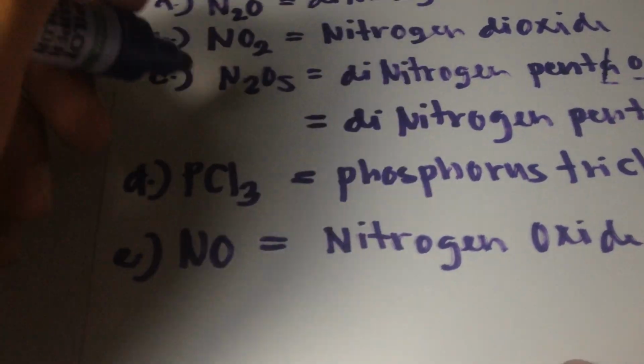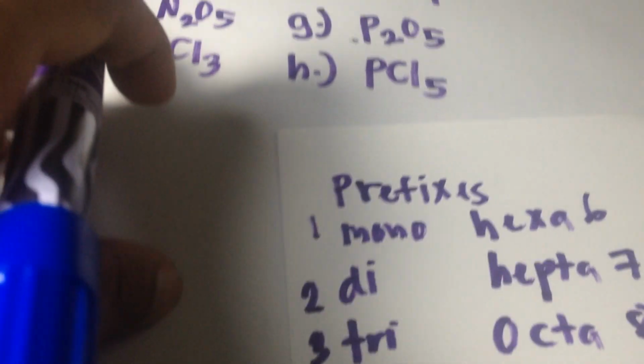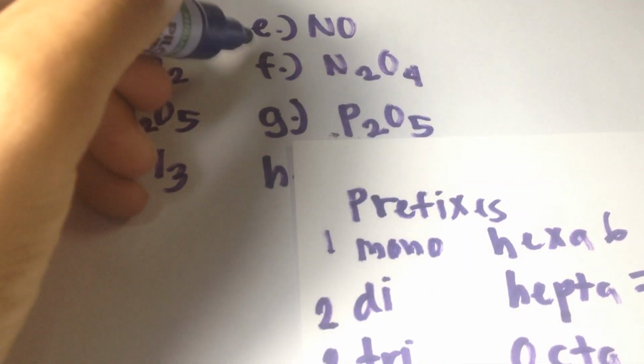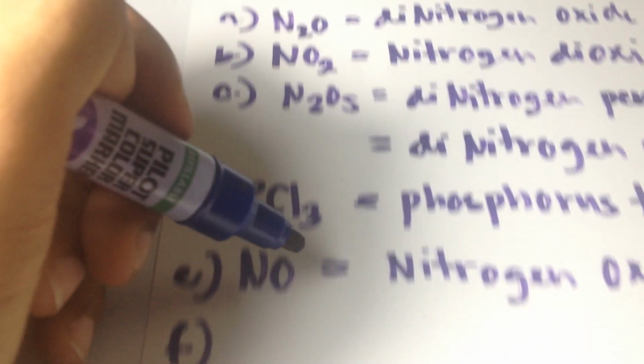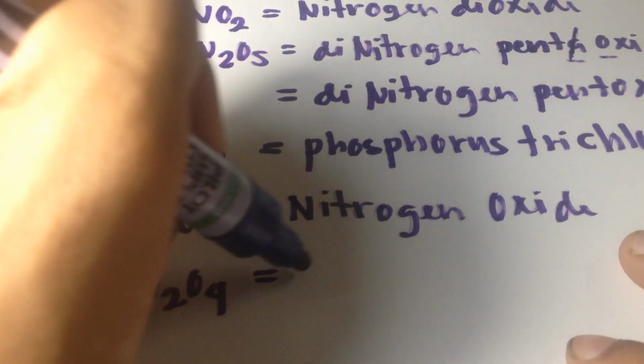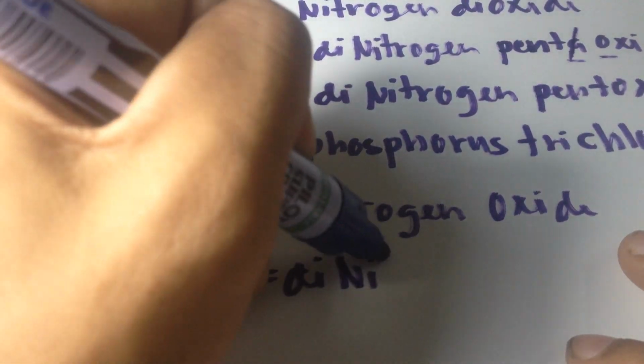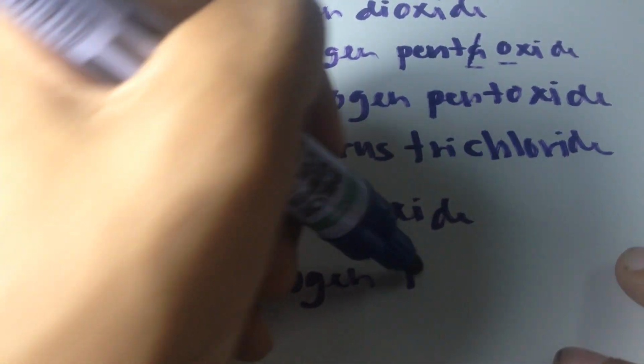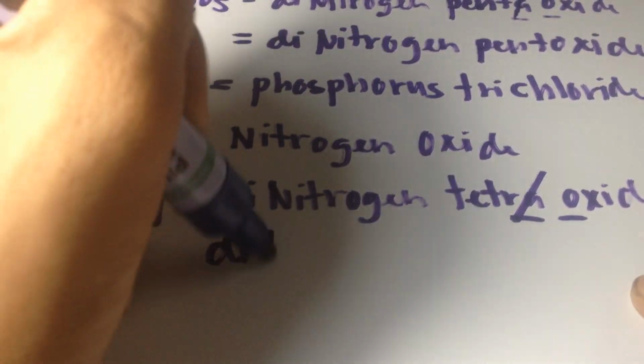That's letter E. And letter F, what is the letter F? N2O4. N2O4. So di, nitrogen, tetraoxide. Take note again, they have 2 vowel letters, so cancel letter A. So write again, di, nitrogen, tetroxide.